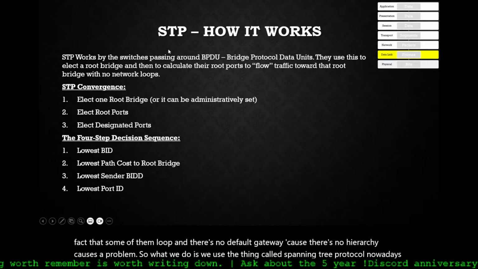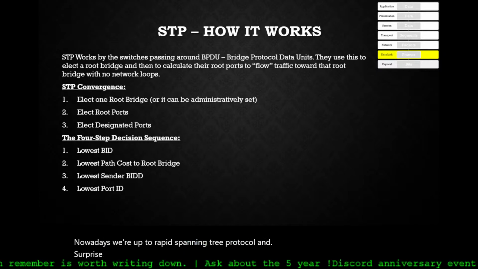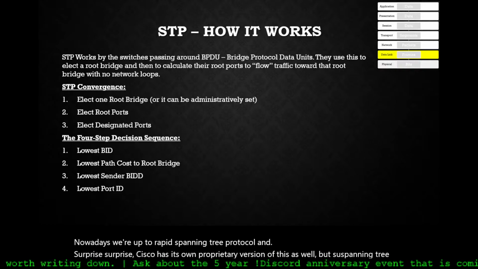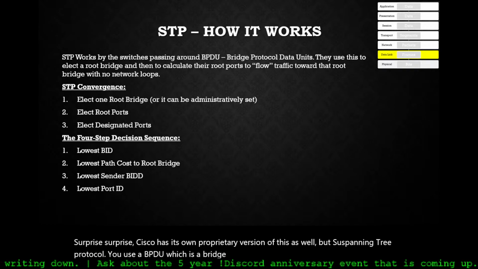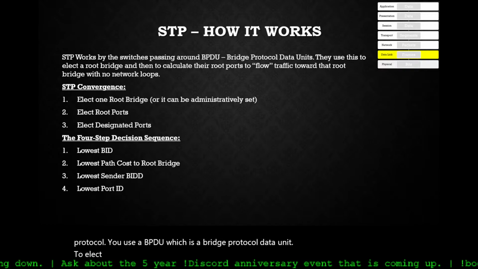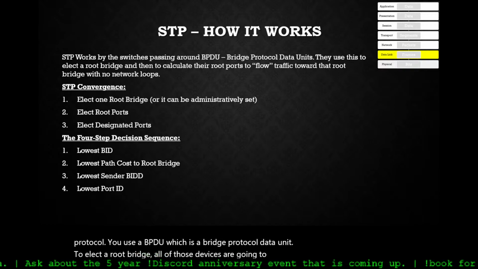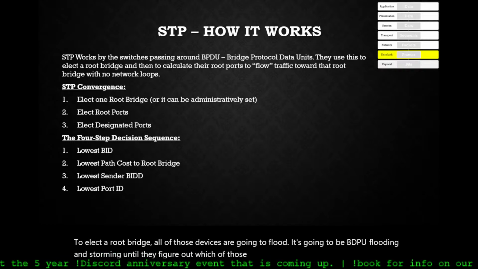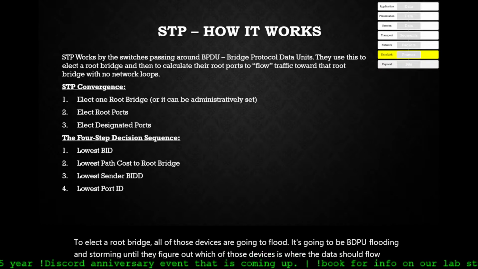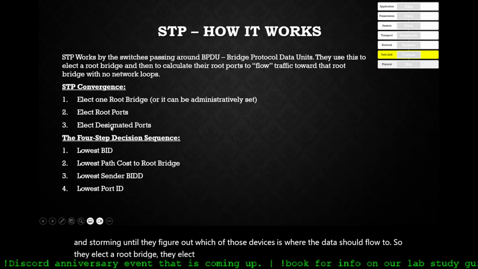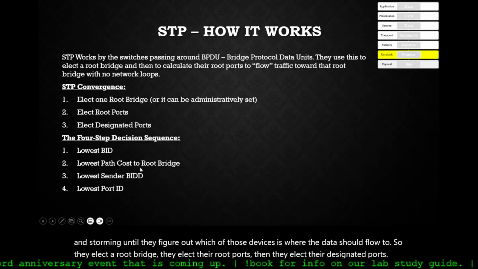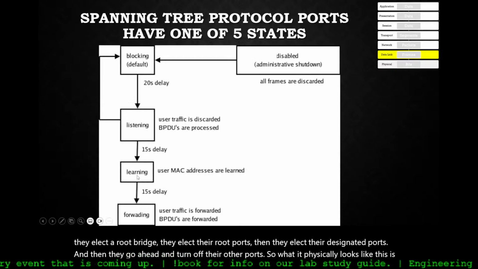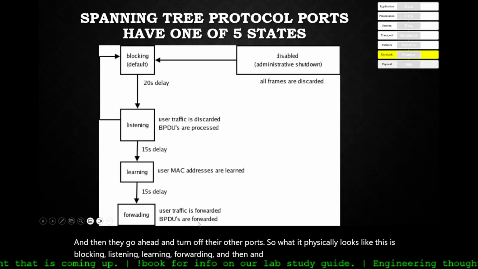Nowadays we're up to rapid spanning tree protocol, and surprise, surprise, Cisco has its own proprietary version of this as well. But with spanning tree protocol, you use a BPDU, which is a bridge protocol data unit, to elect a root bridge. All of those devices are going to flood. It's going to be BPDU flooding and storming until they figure out which of those devices is where the data should flow to. So they elect a root bridge, they elect their root ports, then they elect their designated ports, and then they go ahead and turn off their other ports. So what it physically looks like, this is blocking, listening, learning, forwarding, and then we get to where we're working.